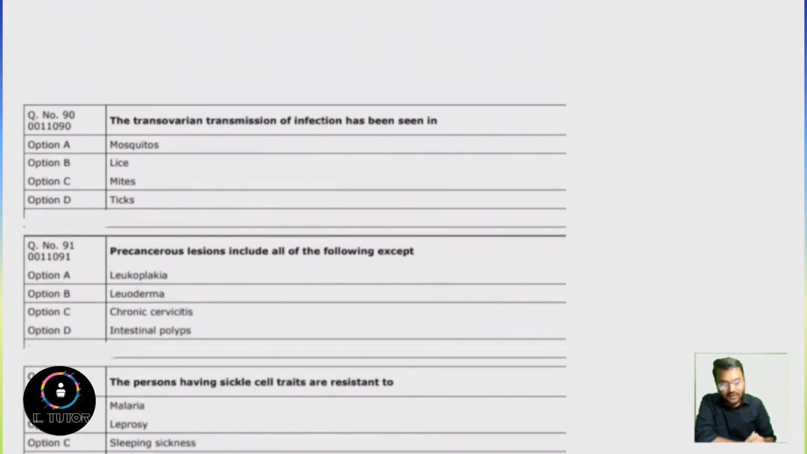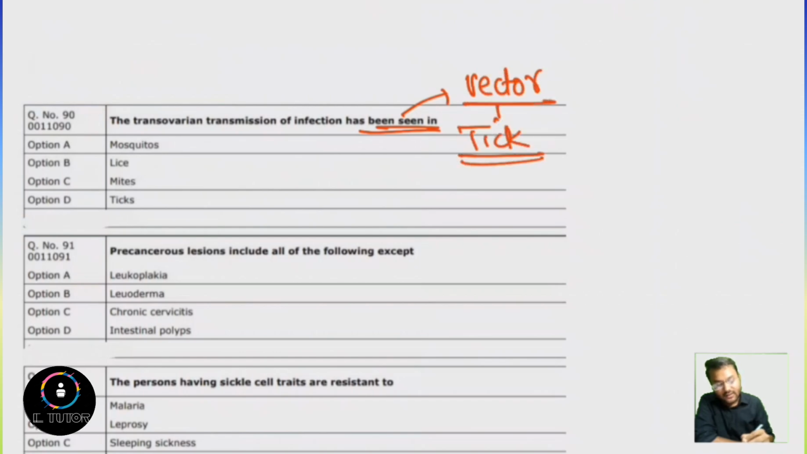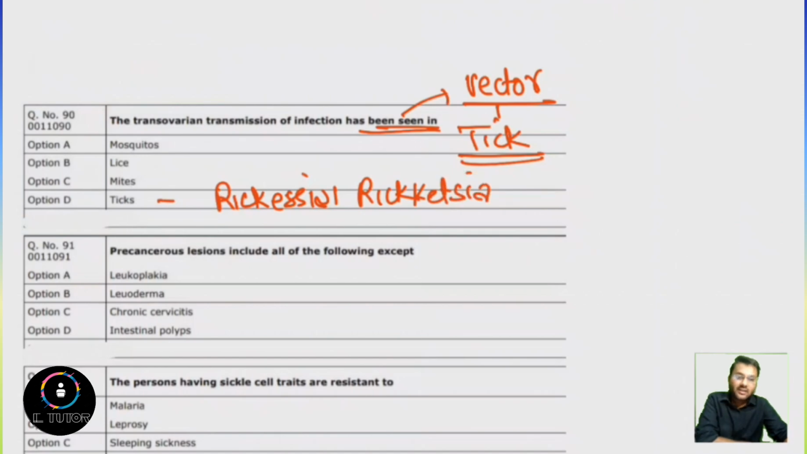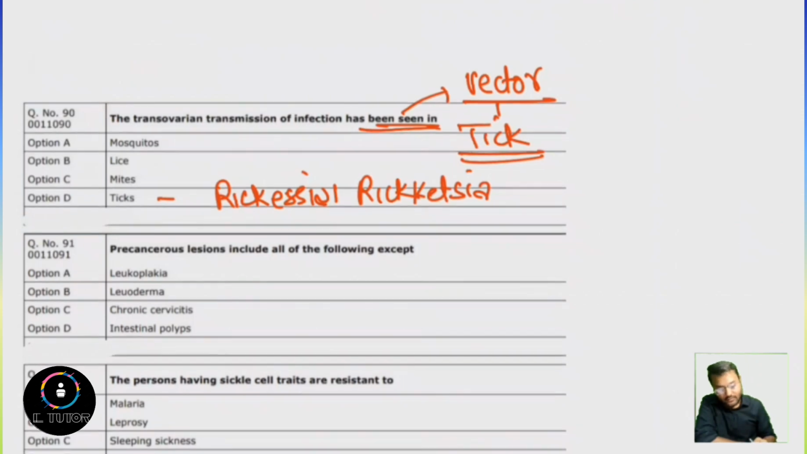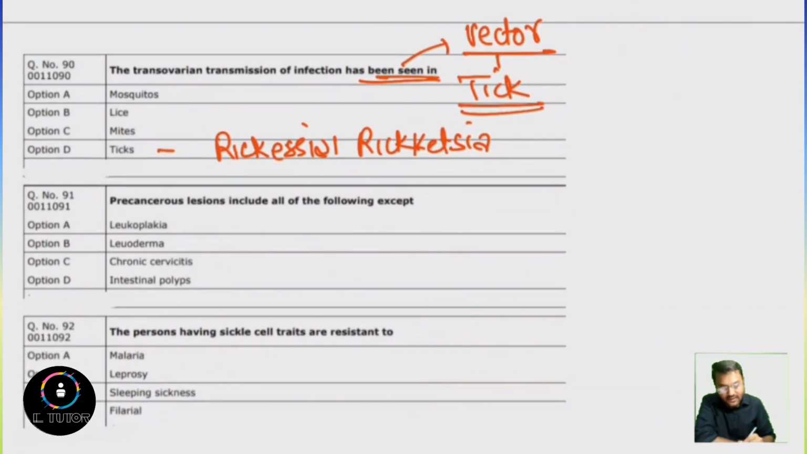Transovarian transmission of infection has been seen in. So transovarian transmission of infection is seen in the case of when vector is tick, and it is seen in case of rickettsia, because vector is tick and it will show transovarian transmission of infection. So answer will be option number D, ticks.